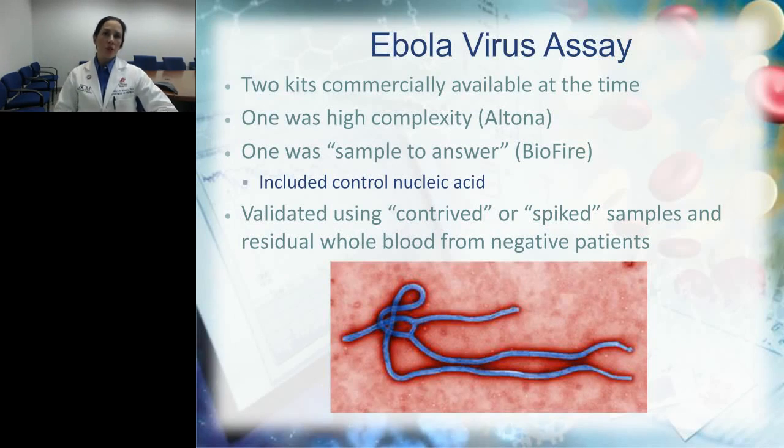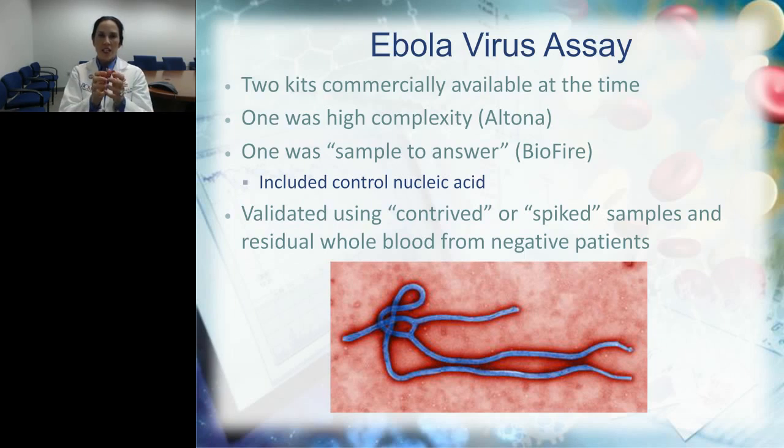So we also decided we had to develop or implement, I should say, an Ebola virus assay because we couldn't very well, knowing how easy it is for somebody to walk off an airplane and present to your center, not have the ability to do this. So there were two commercially available kits at that time. One was what we call high complexity, which means it required multiple touches, highly trained molecular tech to run the assay. The other was what we call sample to answer.